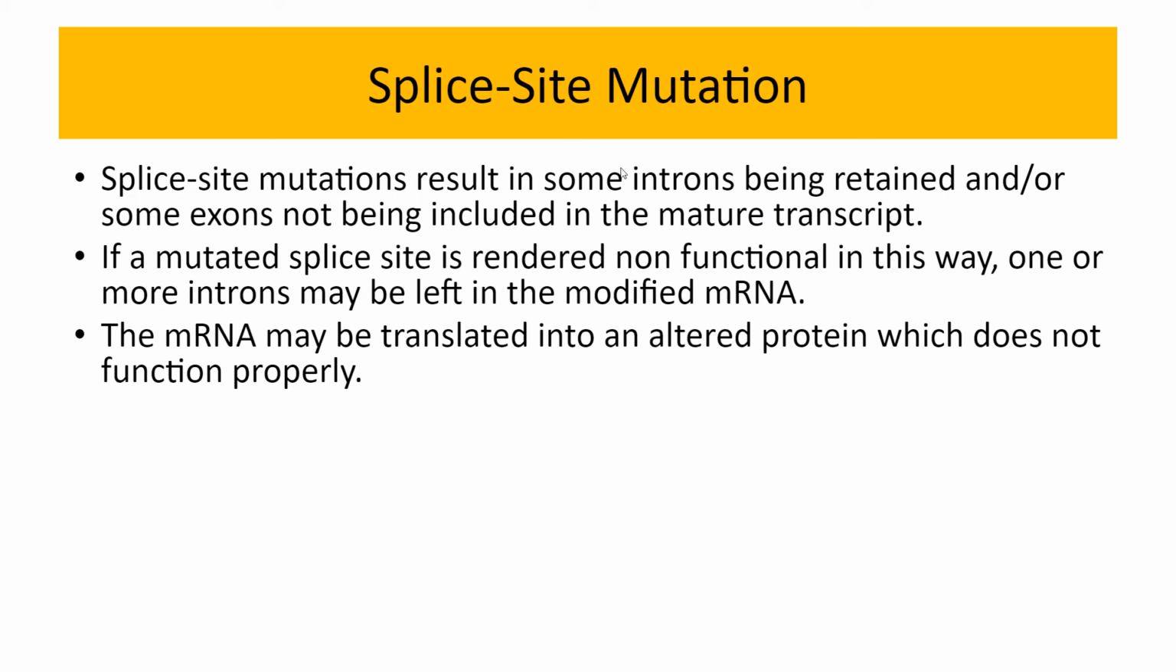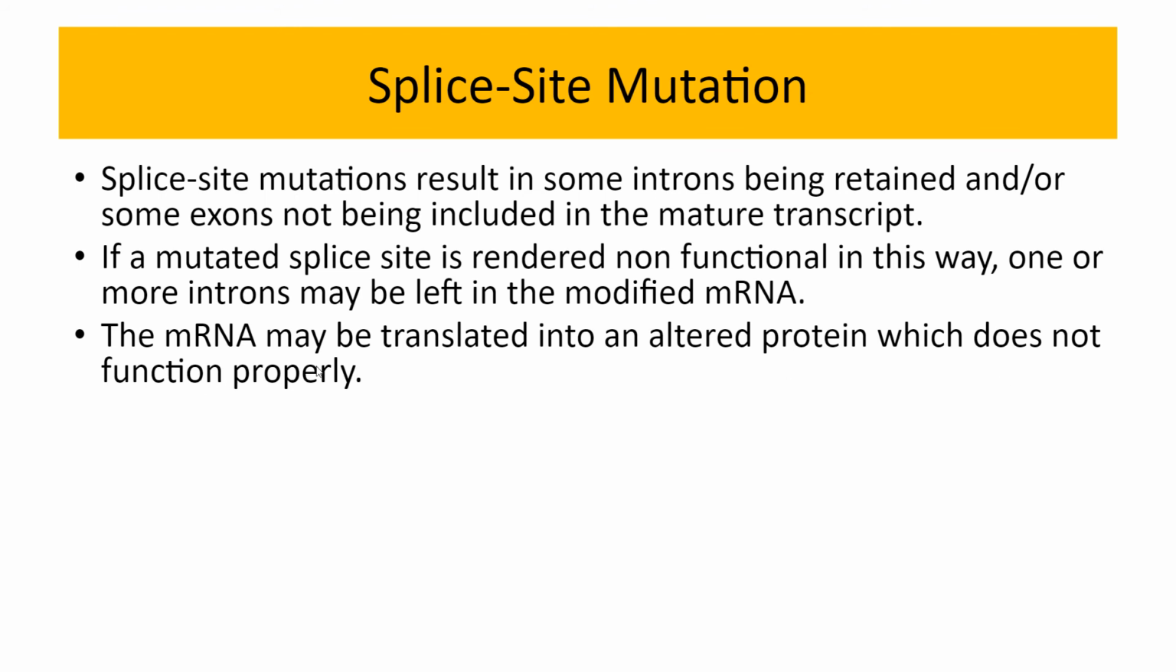And so you get rid of the introns, we keep the exons and splice them together to make our mature transcript. But if we have a splice site mutation, then, as it says, this results in some of those introns either being kept in the sequence, or some of the exons, which should have been kept in, not being included. What can this result in? So if a mutated splice site is rendered non-functional in this way, one or more introns may be left in the modified mRNA. Okay, so what happens if we have introns in our mRNA? Well, the mRNA may be translated into an altered protein which does not function properly.